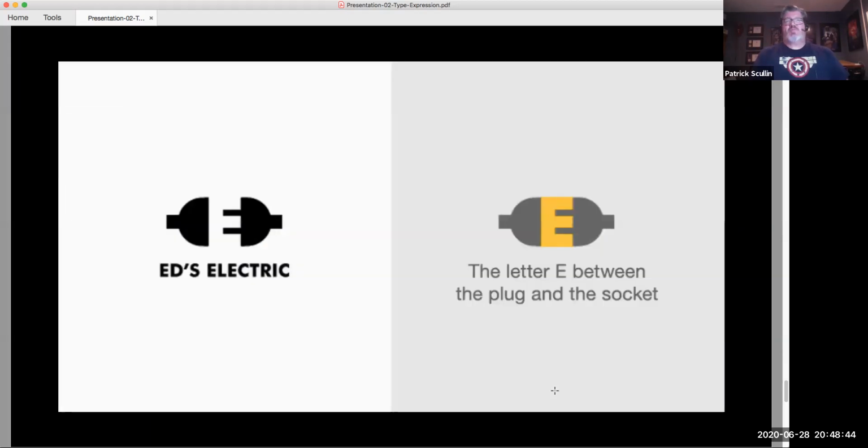Here's one, just a random one I found online. I love how simple it is, but then of course, you've got the plug, but then the E stands for Ed's Electric, right? Clever. So when you're designing logos and working with type, I think it's always good to try to push the envelope and see if you can get to something like this. These types of logos, to me, are really special, and they stand out.